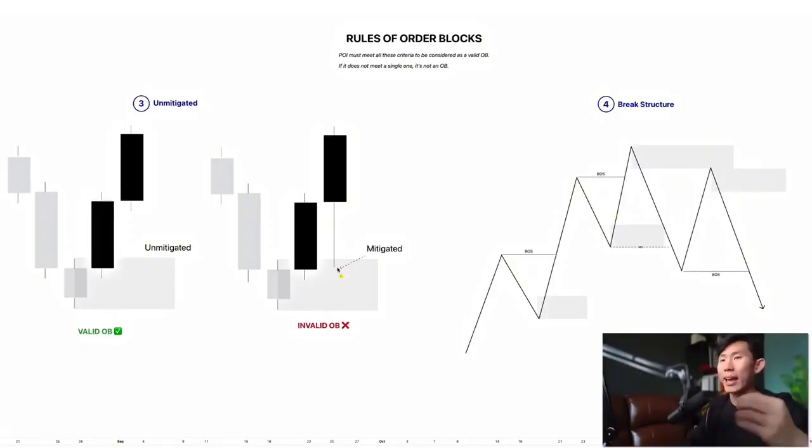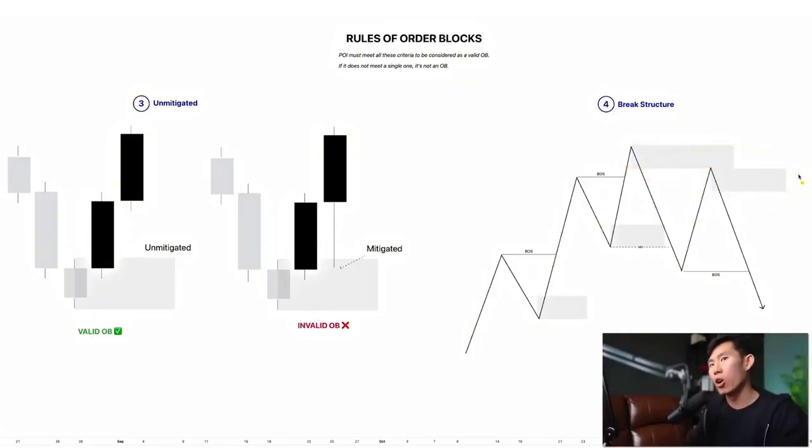The fourth criteria is that it must lead to a break of structure. So in this case, this order block right here, it led to this break of structure, making this a valid order block. And then this one right here led to this break of structure, making this a valid order block. And then this one led to this market shift. Once again, is also a break of structure, but it's just like a reversal in the structure, and making this still a valid order block.